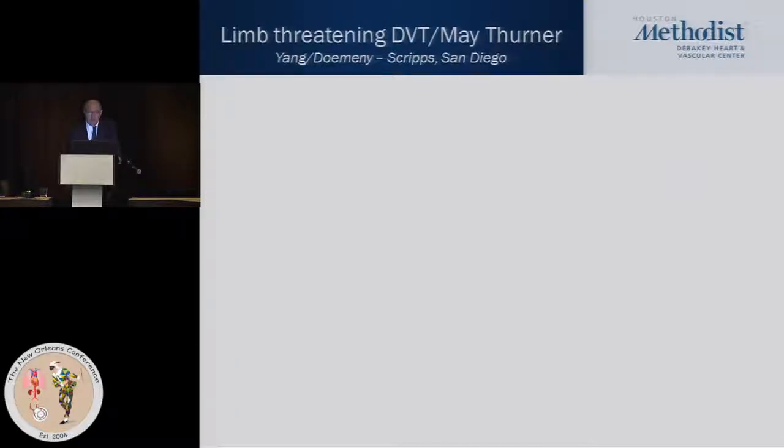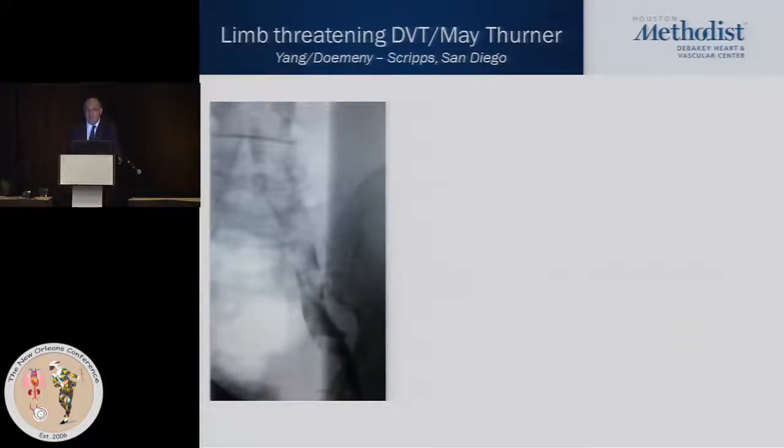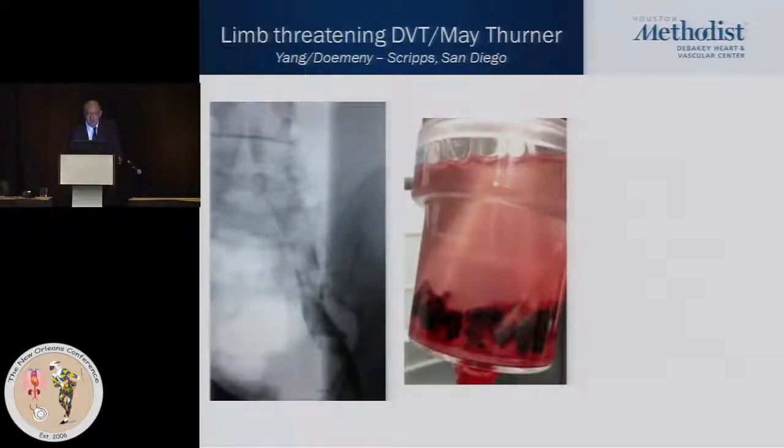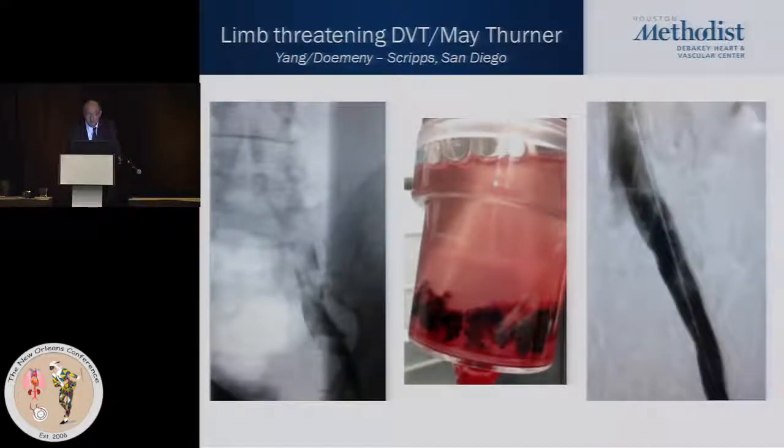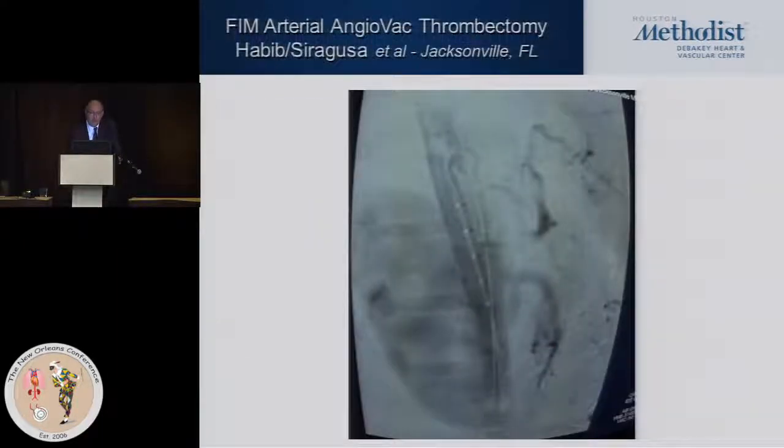Very good use of it is for limb-threatening DVT, May-Turner syndrome, which is an example of left iliofemoral deep vein thrombosis, which can lead to phlegmasia cerulea dolens, or limb-threatening venous occlusion. And this is an example of that, showing the occluded left iliac vein with the AngioVac. That's what was obtained, and the iliac vein was opened up.